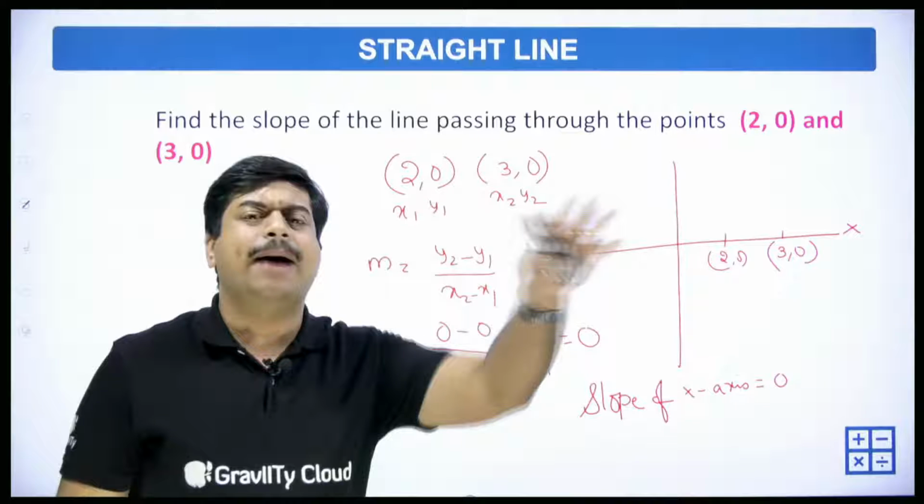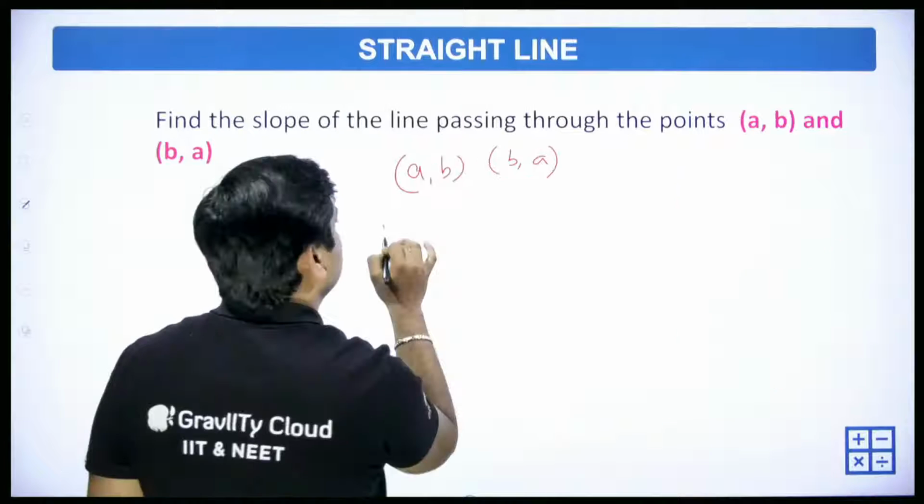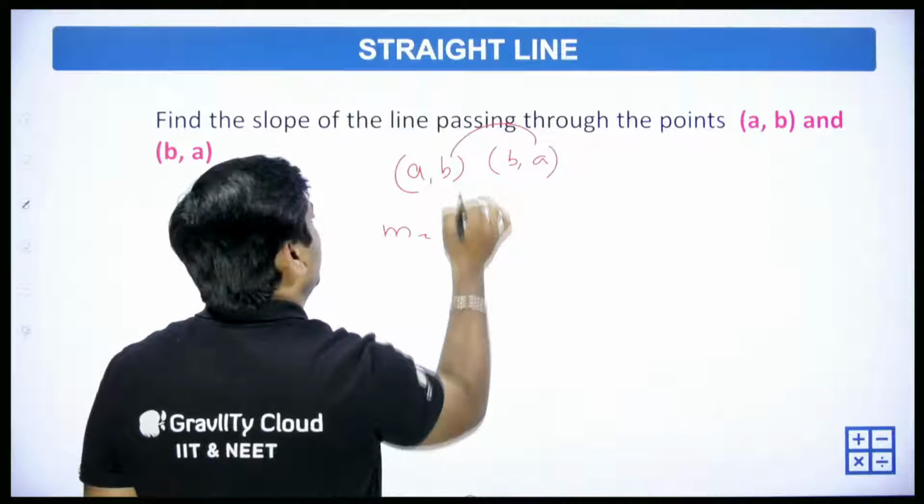Moving ahead, find the slope of the line joining (a, b) and (b, a). So one point is (a, b), the other point is (b, a). So the slope is y2 minus y1, a minus b, by x2 minus x1, b minus a. If you take a negative common, a minus b by a minus b, these two will be cancelled to get the value -1.